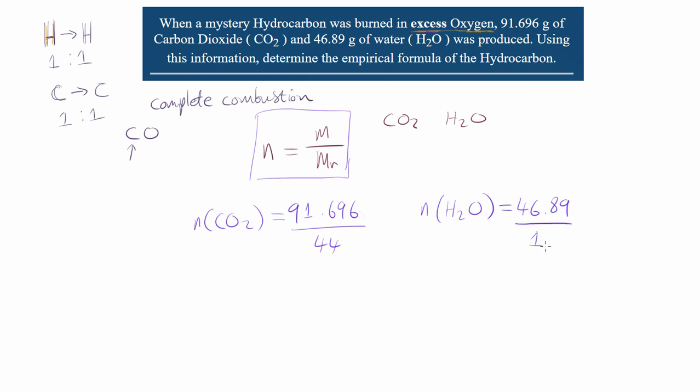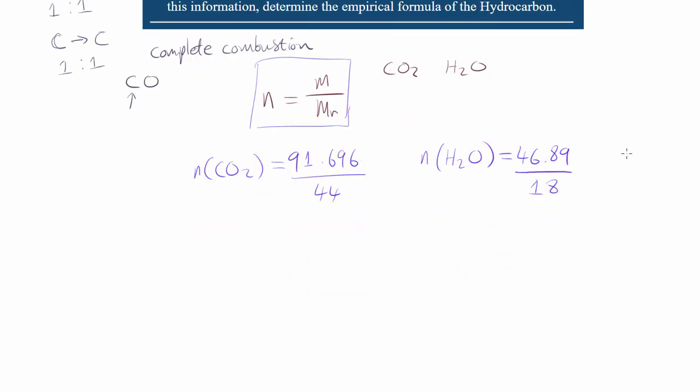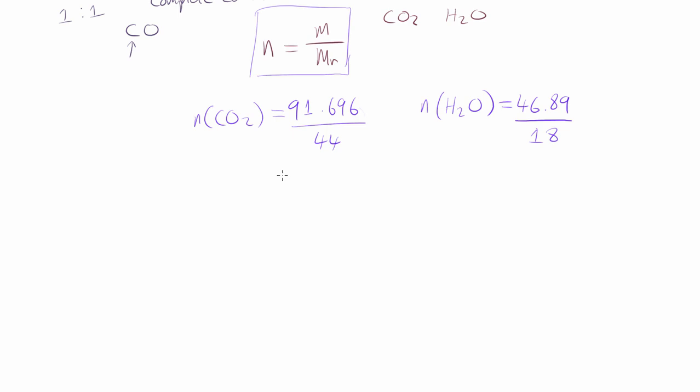Divided by 18, right? Okay, now given this, at this stage I would advise, have a go at working out what these are in your calculator. And if you had a go, you should find that for the CO2 we get 2.084, and for the H₂O you get 2.605, right?